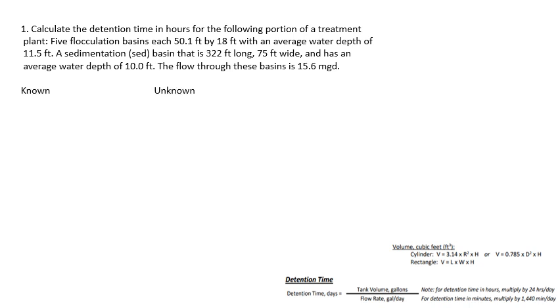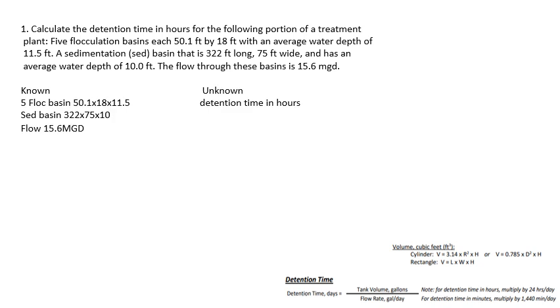First, we need to find our knowns and unknowns. So what you know is you have 5 flocculation basins at 50.1 by 18 by 11.5 feet, a sedimentation basin at 322 by 75 by 10 feet, and a flow of 15.6 million gallons a day. What is the unknown? The detention time in hours. To find detention time, you do the tank volume in gallons divided by the flow rate.